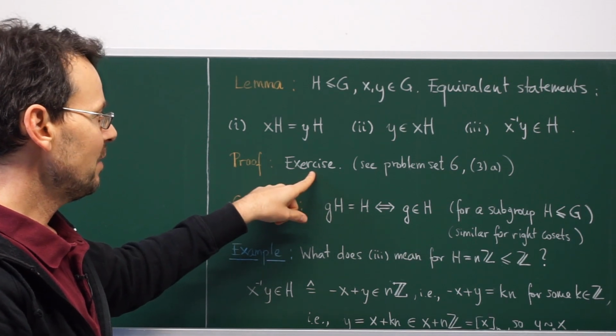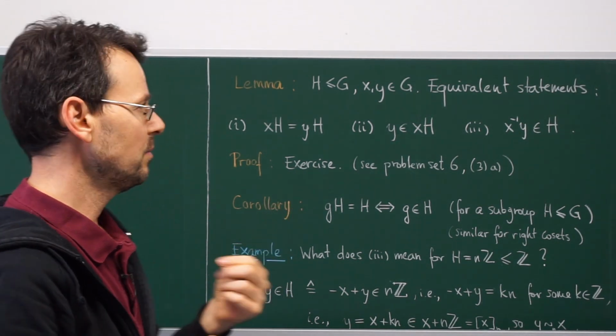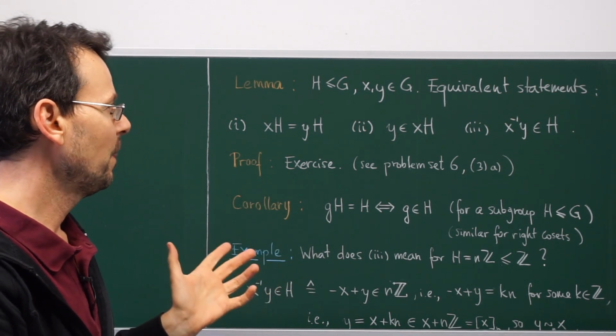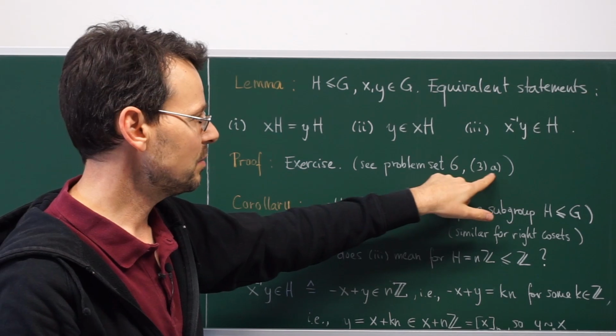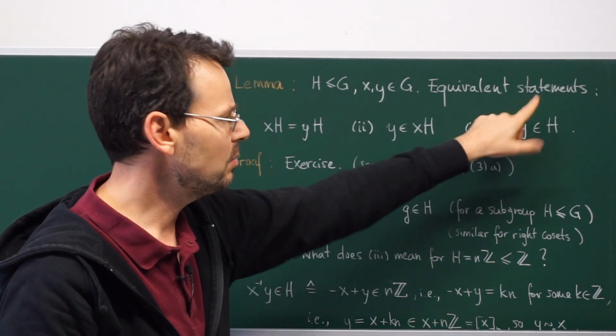This proof is left as an exercise. I would suggest you do it in two ways. First way, really do this from scratch, by hand. Second way, look again at problem set number 6, especially this exercise. There we had the inverse here, we had AB inverse.